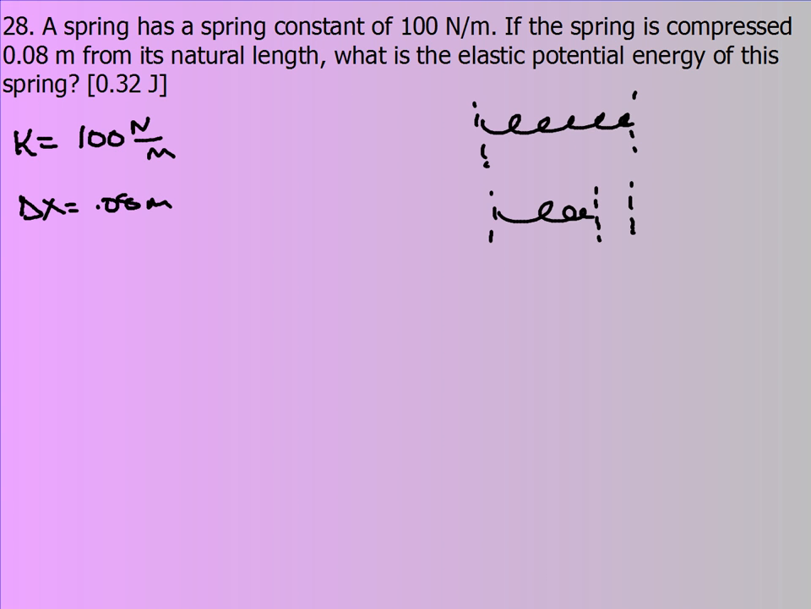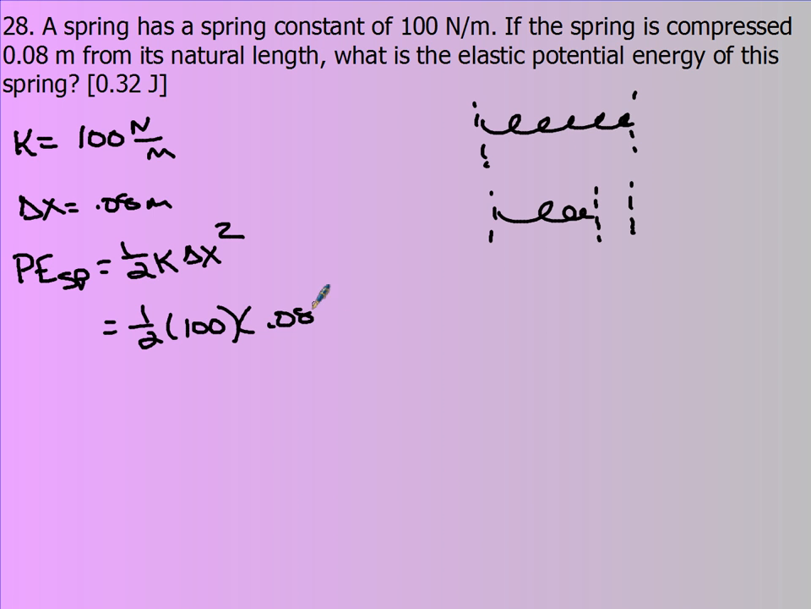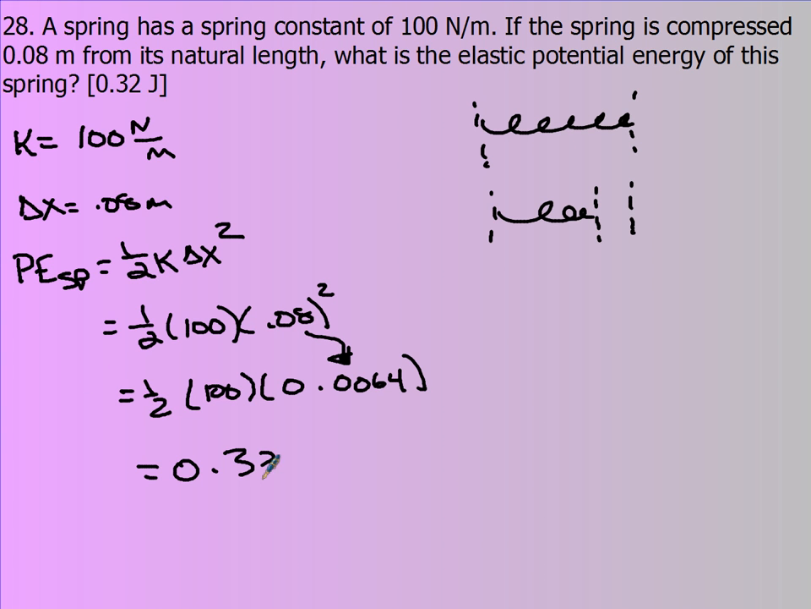What's the elastic potential energy? Well, the elastic potential energy of a spring is equal to 1/2 k delta x squared. So it's going to be 1/2 times 100 times 0.08 squared. Now this is important. Make sure you square the 0.08 first. So this is 1/2 times 100. Now you don't have to write this step in, but if it confuses you, I would recommend you do. 0.0064. That is 0.08 squared. Now 0.0064 times 100 divided by 2 gives me 0.32 joules.